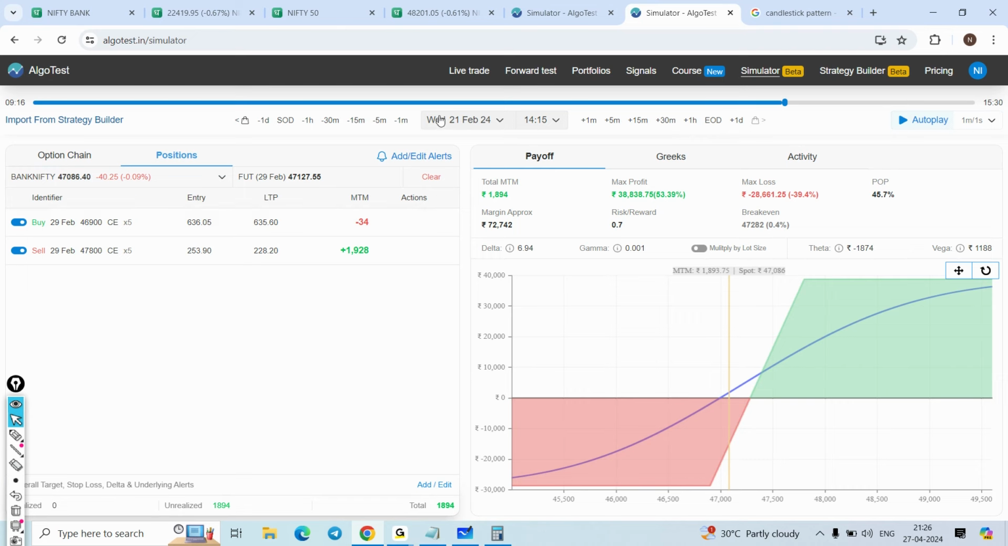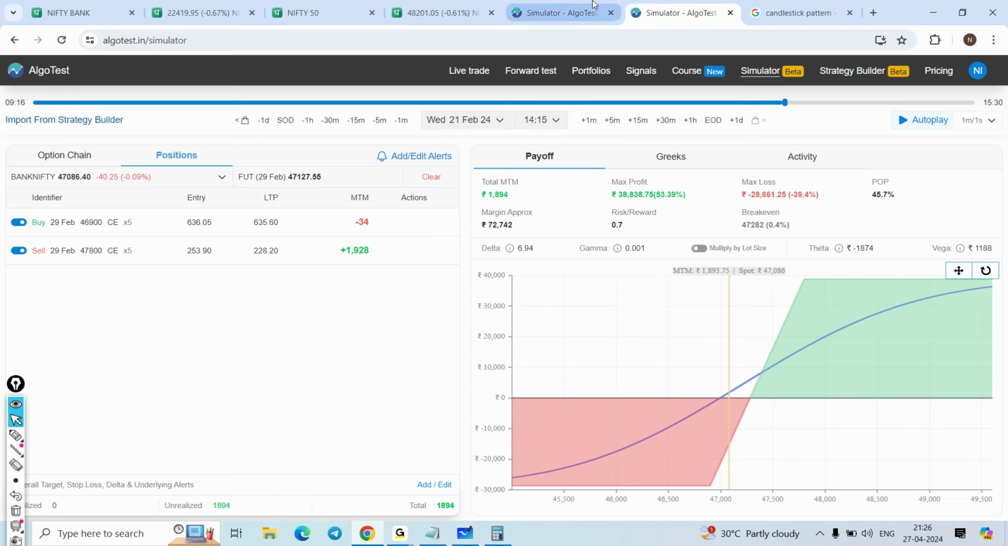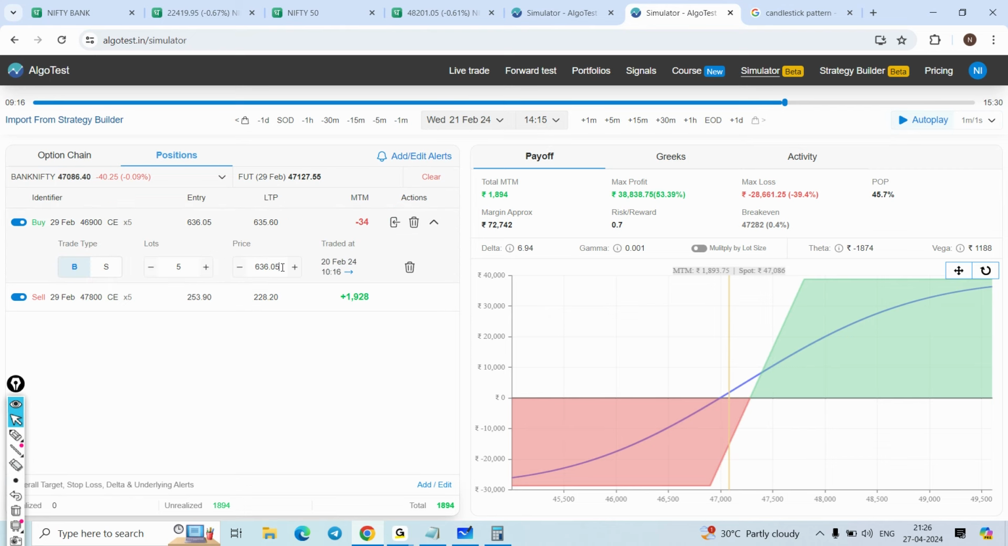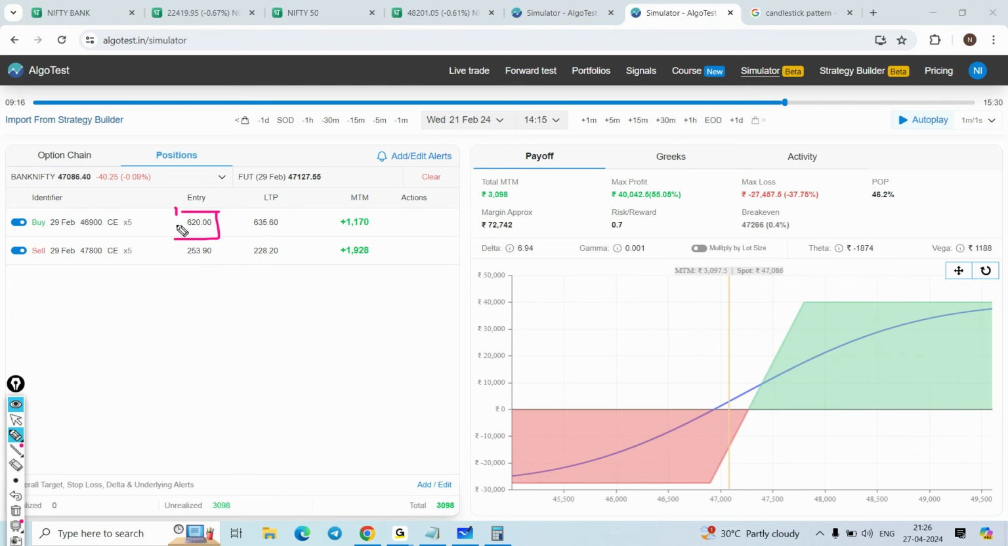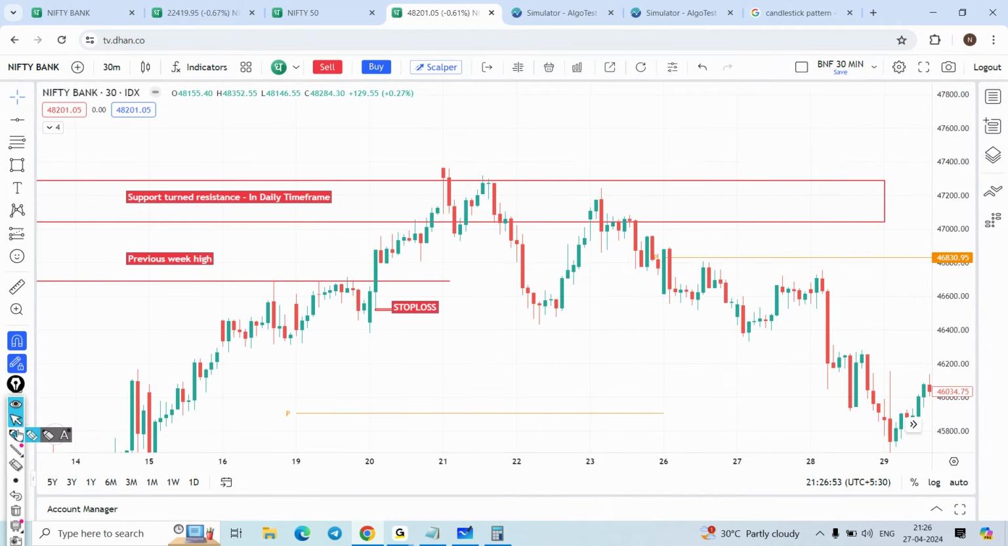What's happening here? Actually, the entry price is different. I'll match this entry price also, 620, 620 only, just to show you. Okay, matching the entry price. I'm not forcefully doing any change, just matching the same entry price. Just see the difference here. So now tell me, from my entry level, Bank Nifty is still up by 200 points.